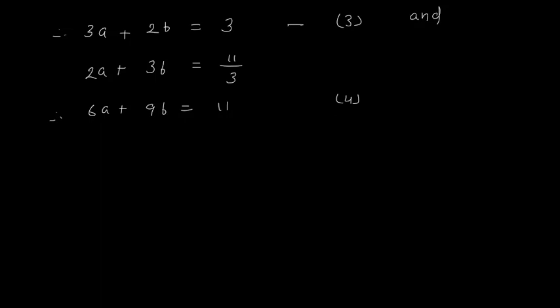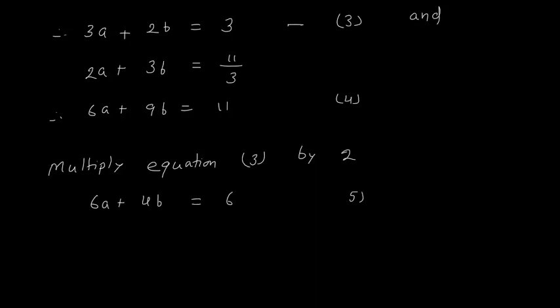So multiply equation 3. We multiply this equation 3 by 2. By 2, not in bracket I will write. So what will I get? I will get 6a plus 4b is equal to 6. This is equation number 5.